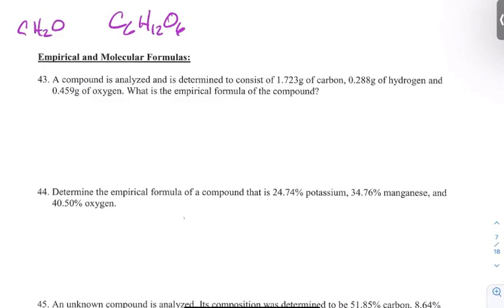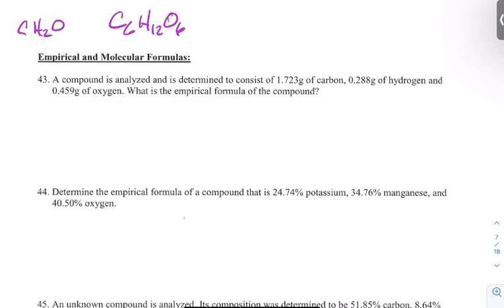So let's talk about how you could calculate these things from some lab data. If I have a compound that's analyzed, and again, you can do various reactions with this, and you'll do some of these in your laboratory class, I find it's made of 1.723 grams of carbon, 0.288 grams of hydrogen, and 0.459 grams of oxygen. What is the empirical formula? So what is the ratio of these elements to one another?